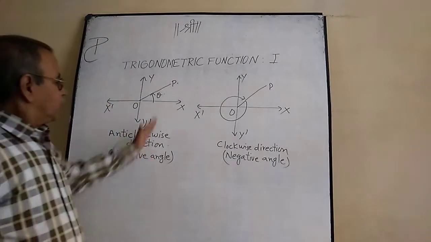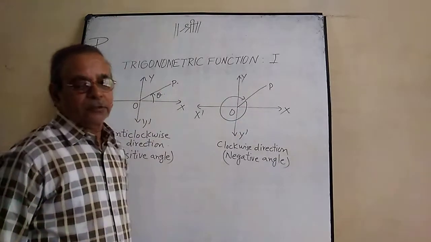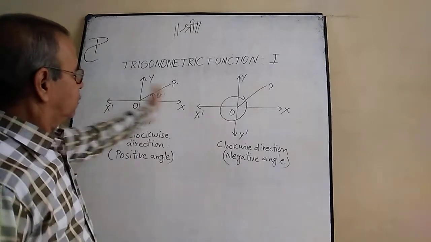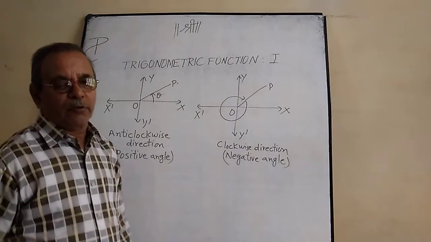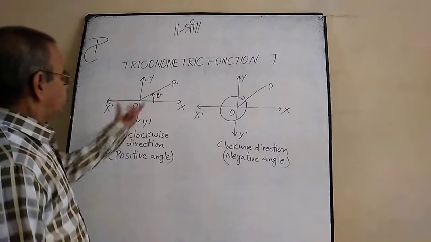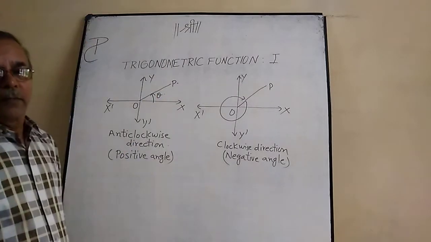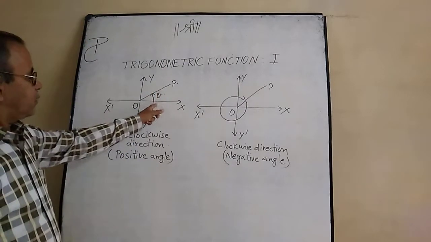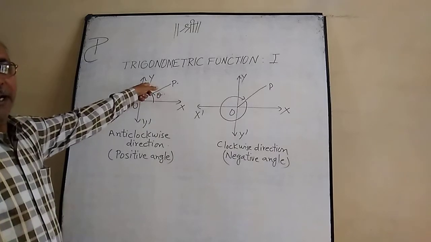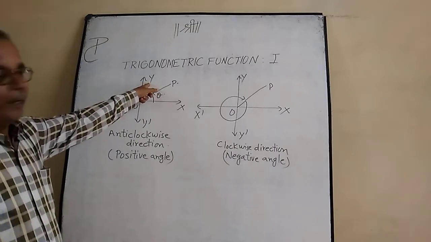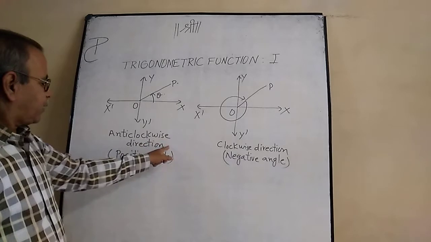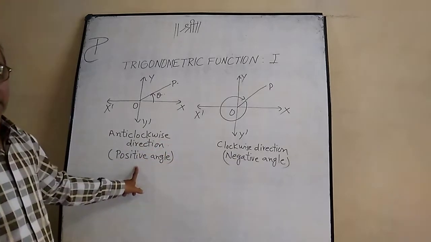Here, there are two types of angles in our coordinate geometry system. Suppose this OP is my line, and this type of angle, with the direction of this arrow being anti-clockwise. When it is the anti-clockwise direction, then it's a positive angle.